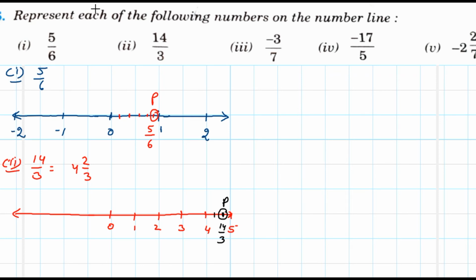So now we will move on to the third. Third is minus 3 upon 7, right? So no need to panic, this is only in the minus, the sign has changed.